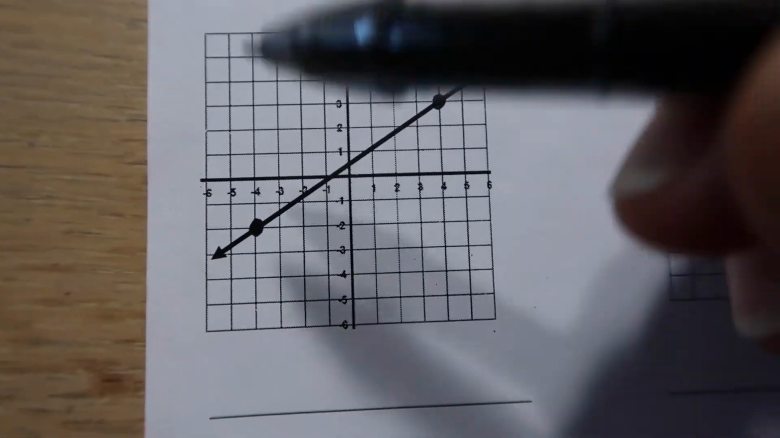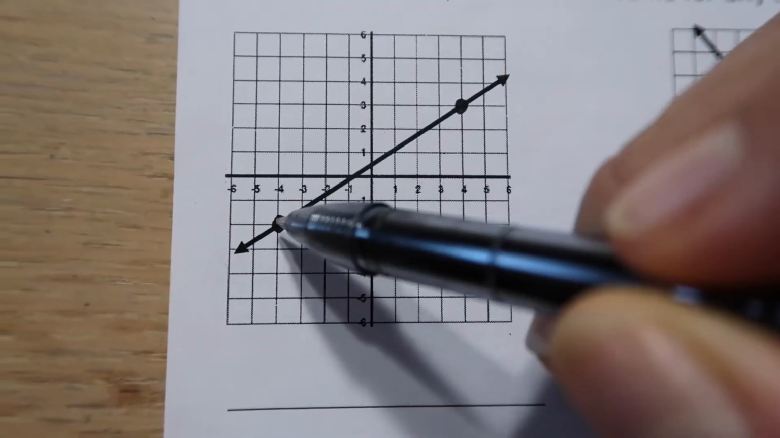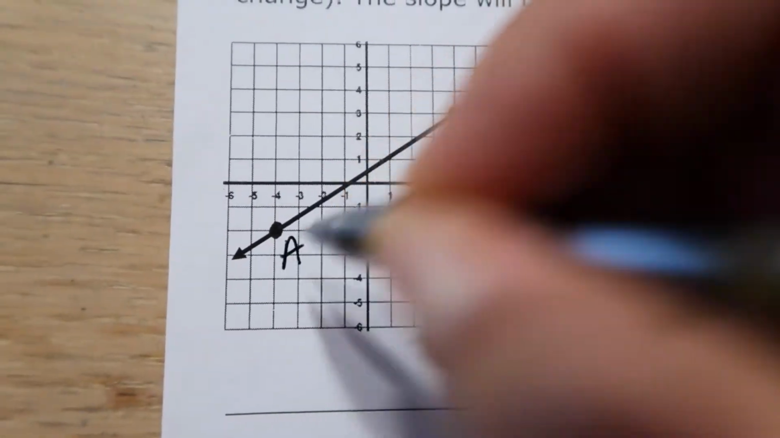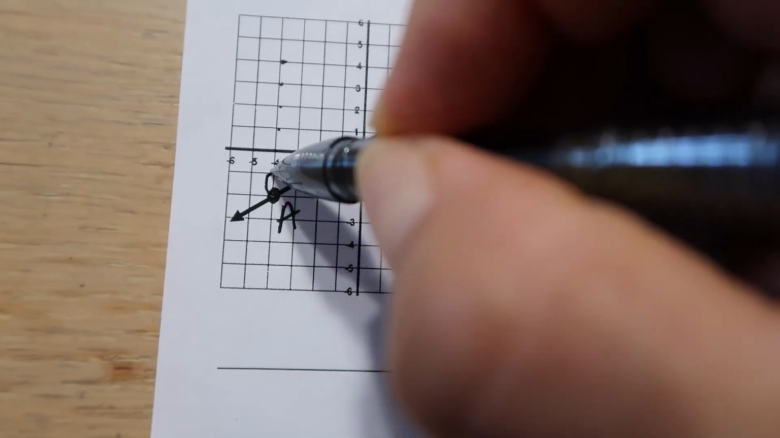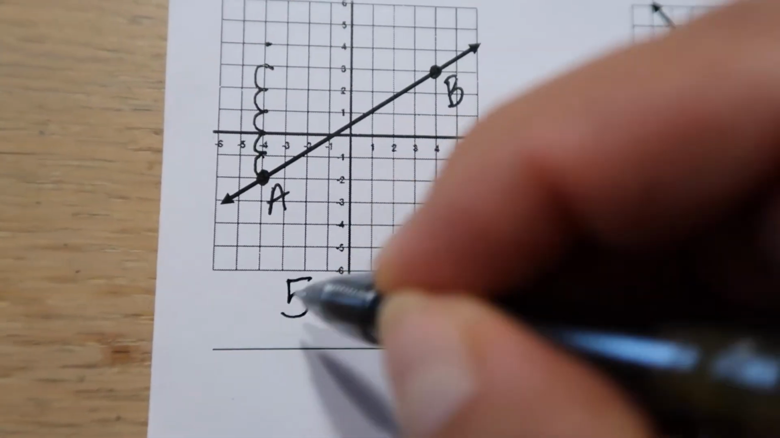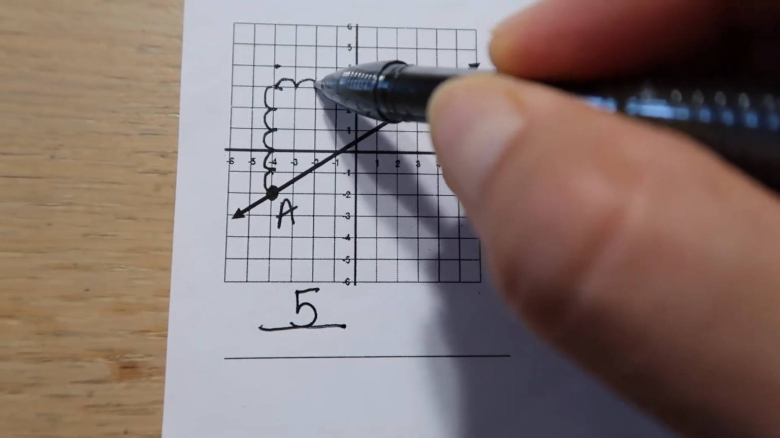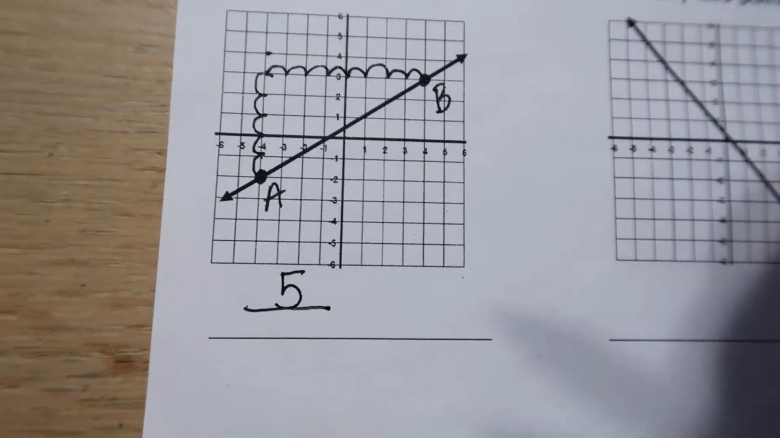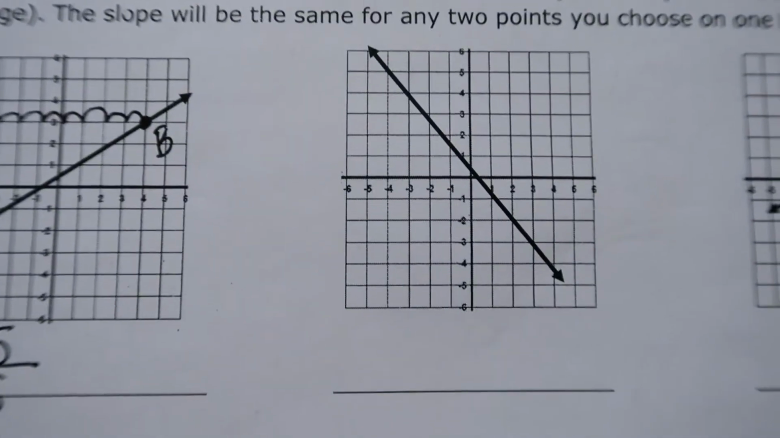Rise over run, I'm gonna go up. Remember, we read it from left to right, so this is the first point reading from the left. So I'm gonna go from this point, and we can call it point A and point B. So I'm gonna go from point A to point B. I'm gonna start here. 1, 2, 3, 4, 5. Rise over run, so 5 over your run will be 1, 2, 3, 4, 5, 6, 7, 8. And that's your slope.